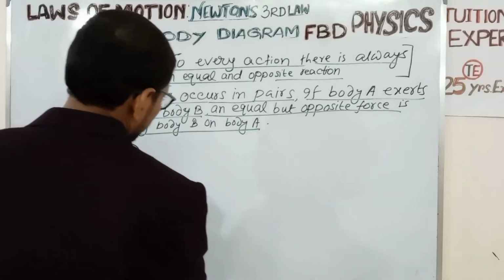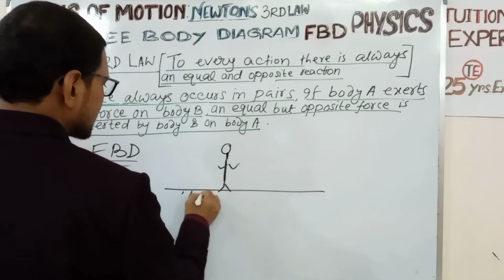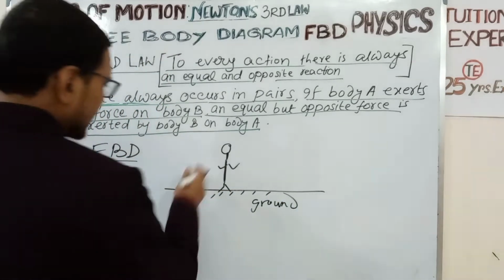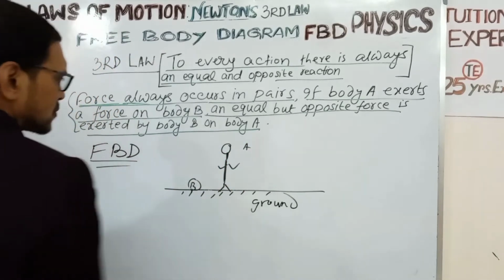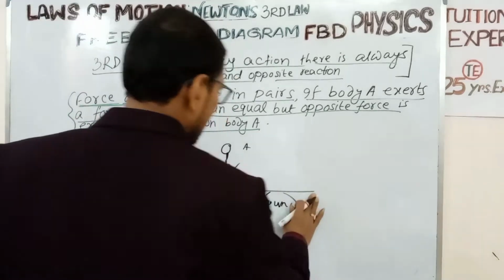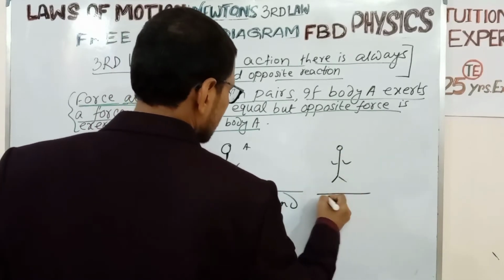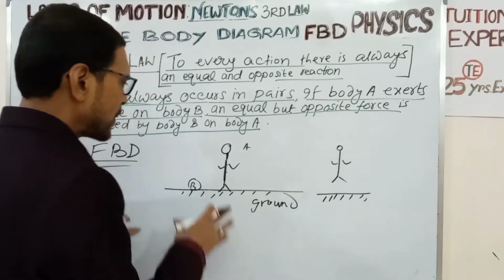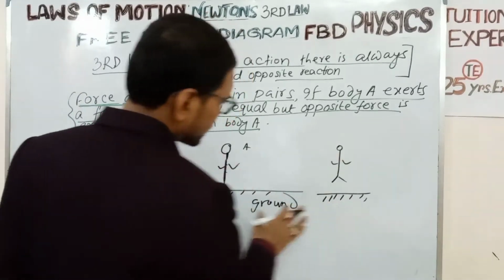Suppose a man stands on the ground. This is the ground. So what is the free body diagram of the man? Here there are two systems. The man is body A and the ground is body B. If we separate the man and the ground, that is the free body diagram. It means we have to free the body from the other.